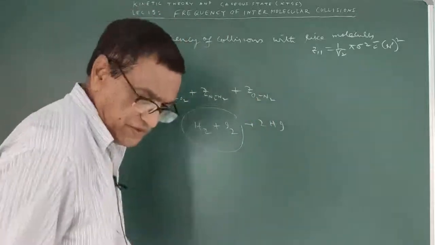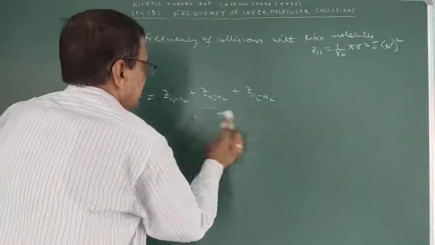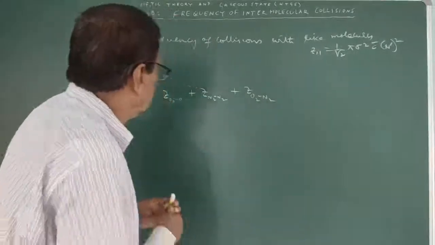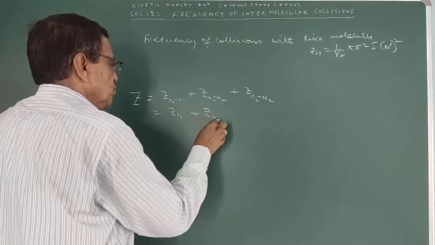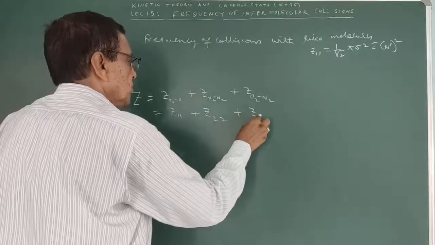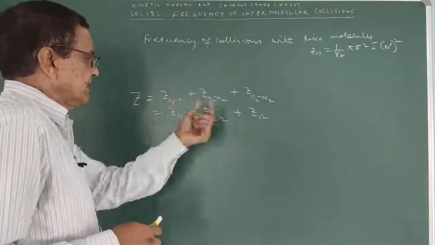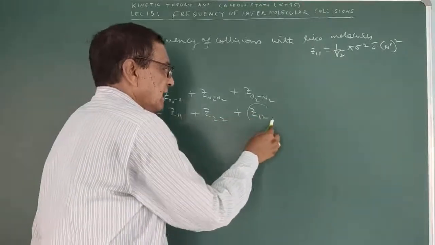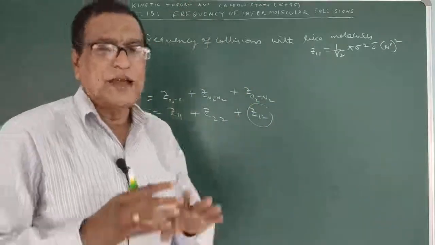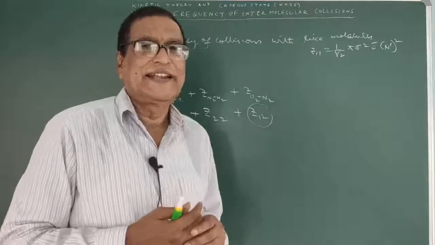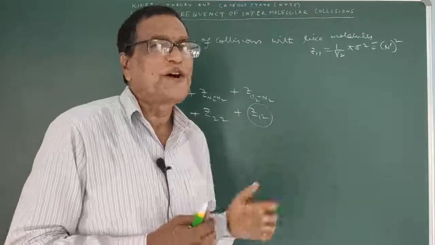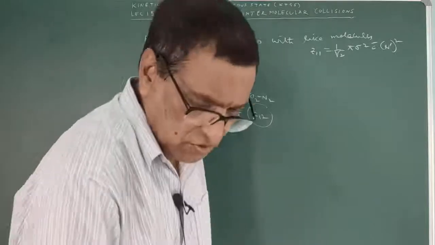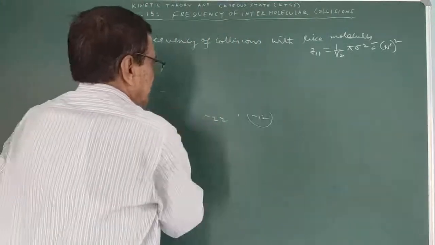So instead of this, we can write Z11 plus Z22 plus Z12. We have to find an expression for the frequency of collisions between two unlike molecules. So how could you calculate it?